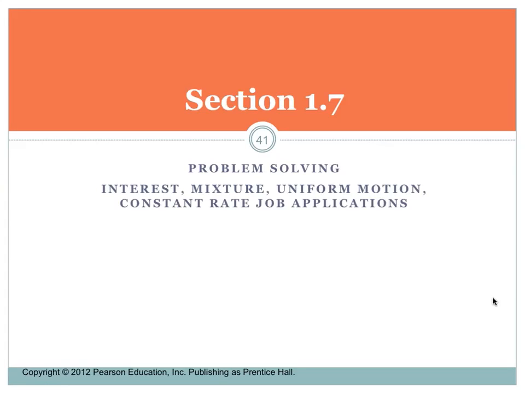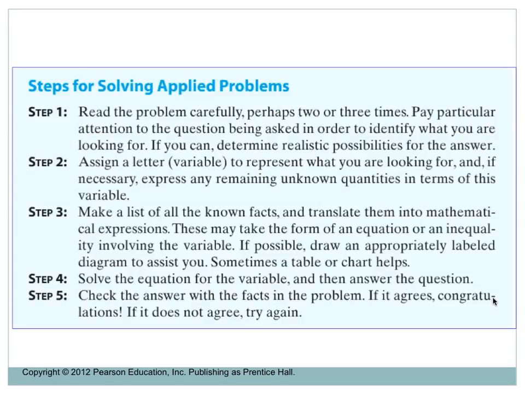All right, the last section is section 1.7. We're going to do some problem solving here. There are a bunch of different kinds of problems in this section, but we're going to cover an interest problem and a constant rate job application problem and a mixture problem.